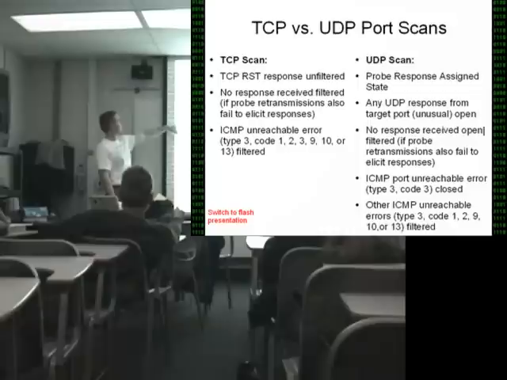No response received means it's filtered. A lot of times when a firewall is configured to block certain ports, instead of giving you any message back at all, they just won't say anything. Sometimes this is also listed as stealth on some of the websites I'll show you in a bit. If you get an ICMP unreachable error, any of these error codes, it's listed as filtered. Actually, I want to say it might be closed or filtered. I may have that wrong.